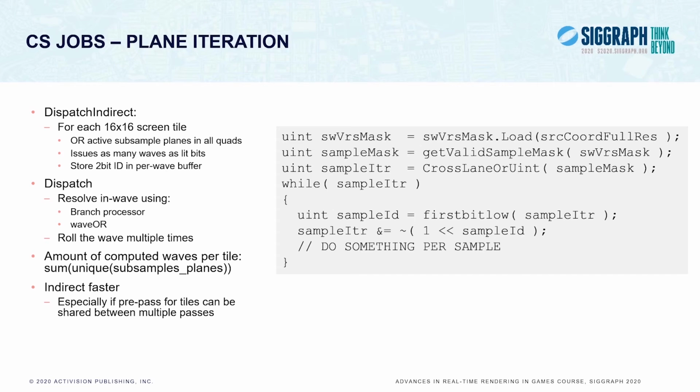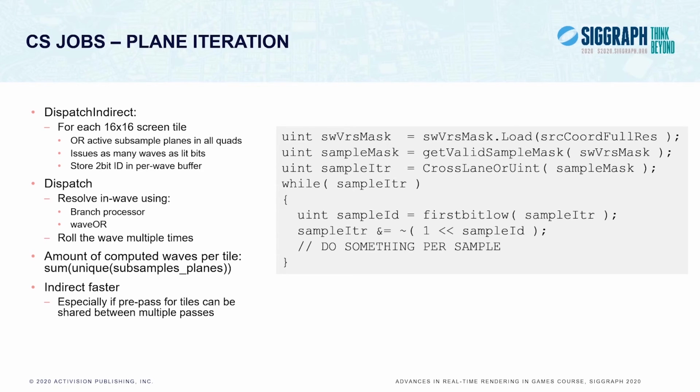Alternatively, one could use dispatch and resolve wave iteration within the shader itself. In this case, a single wave would roll multiple times. This code snippet shows how to do it. So first, for every thread, we would load the software VRS mask. We would get the valid sample mask for every thread. And then we would use a cross-lane operation to OR all the masks, creating a wave-wide sample iteration mask. And then it's just a matter of iterating the whole sample iteration mask until all samples are exhausted between all the planes. This naive plane packing scheme will allow us to minimize the amount of dispatched wavefronts to the maximum number of different planes found in all the masks.